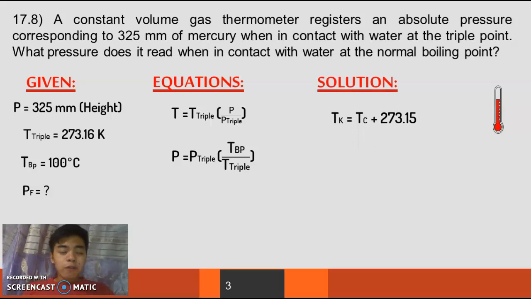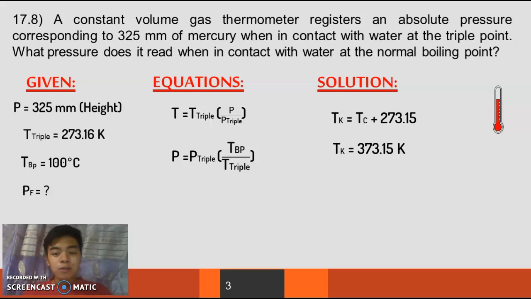We first need to convert our temperature to Kelvin because our temperature at the triple point is in Kelvin. So our boiling point will now be equal to 373.15 Kelvin, because we just need to add 273.15 to the degrees Celsius in order to convert it into temperature in Kelvin.